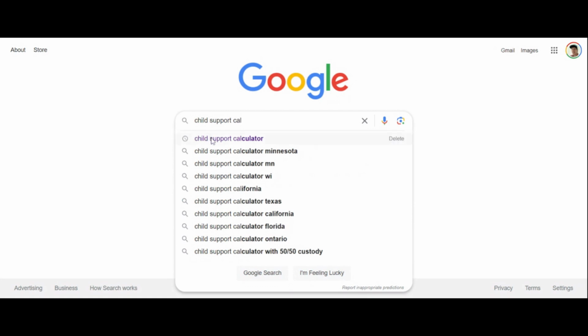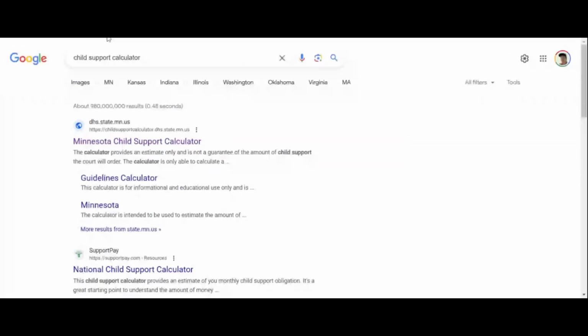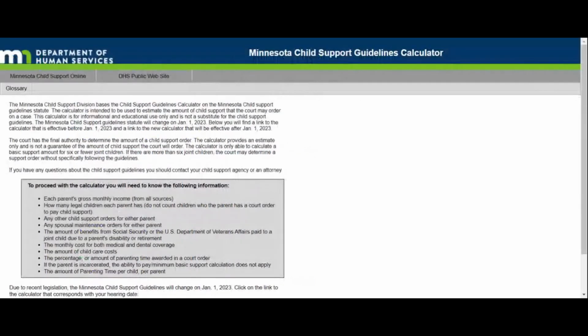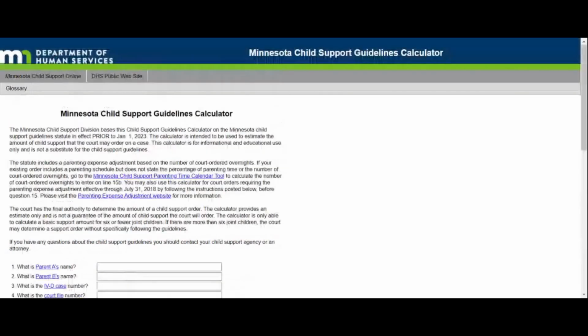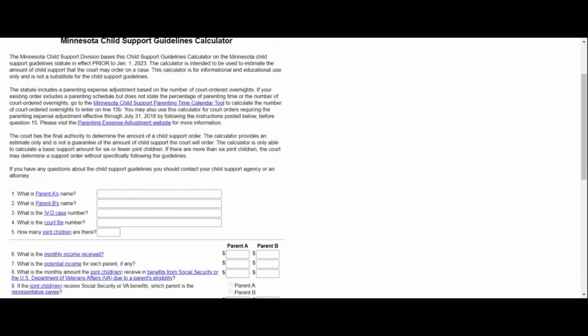It comes right up if you search for it, and usually they're going to have a different child support calculator per state. A lot of times you have to figure out the website per state, find the calculator, and click on it. It asks you a bunch of variables, and a lot of times this is a lot more intense than what people are expecting.